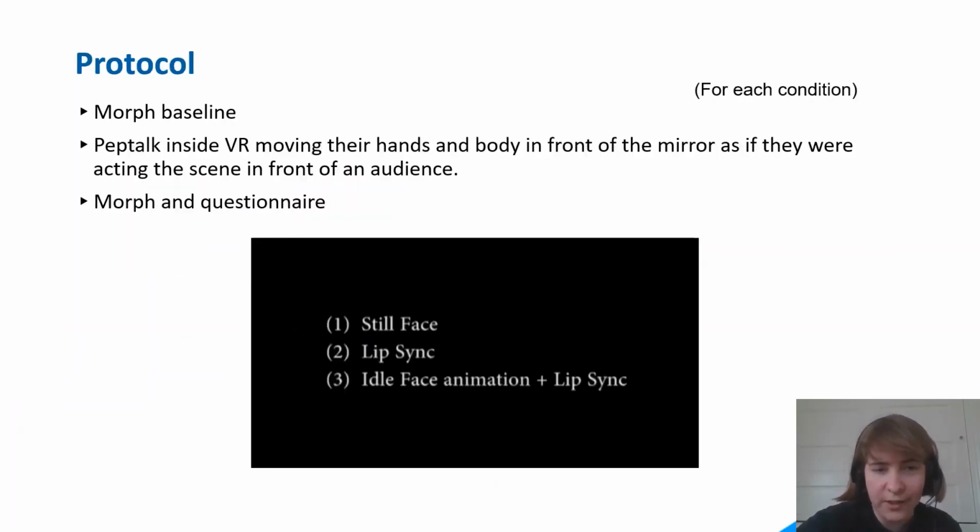The task was very clear. We first did the morph baseline, where we figure out where people thought the avatar stopped looking like them. Then they performed the task inside virtual reality for each condition, in which they were asked to repeat a pep talk in front of a mirror, and to move and act as if they were actors trying to convince someone. Then we do the morph again to see if the exposure has changed their self-identification, and then we do the questionnaire.